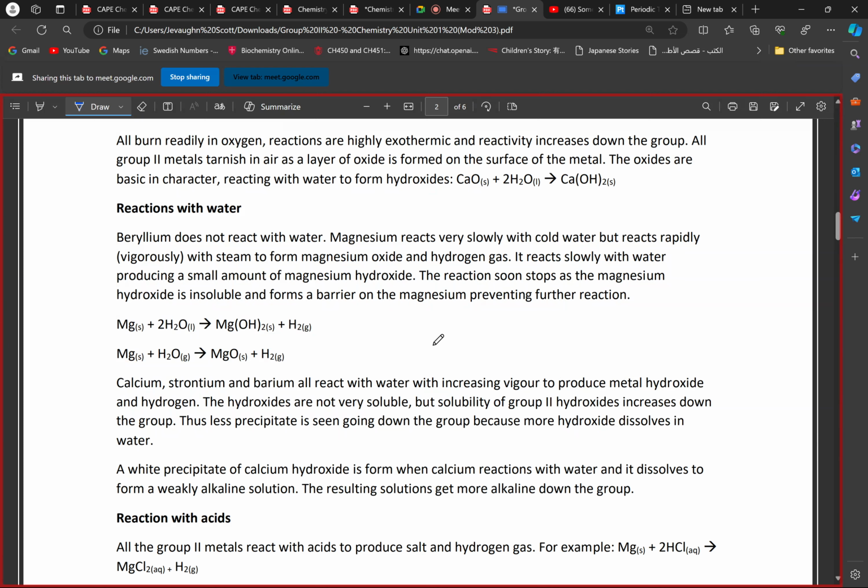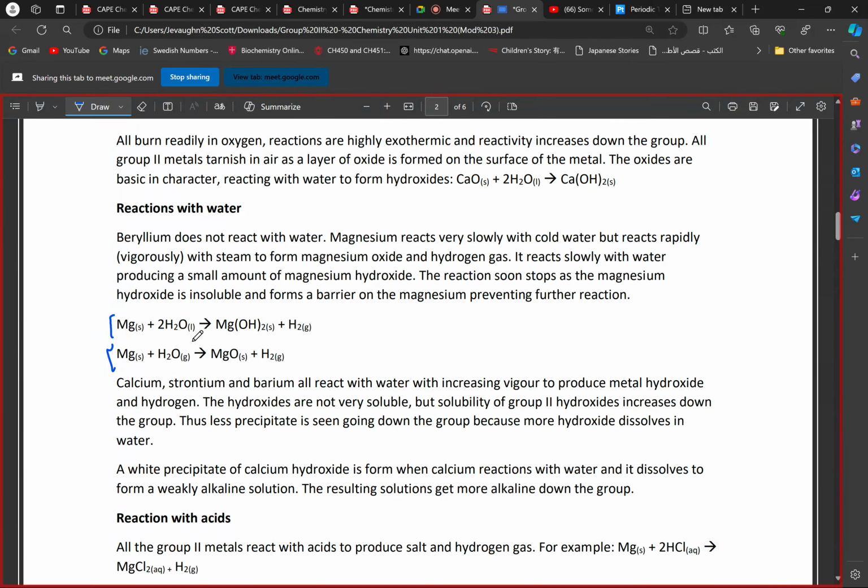Let's look at this. Magnesium reacts very slowly in cold water, but reacts rapidly in steam to form magnesium oxide and hydrogen gas. So in the water here at a low temperature, and the water here at a high temperature. How do we know the difference in temperature? This here is gaseous and this here is liquid. So it reacts in steam to form magnesium oxide and hydrogen gas.